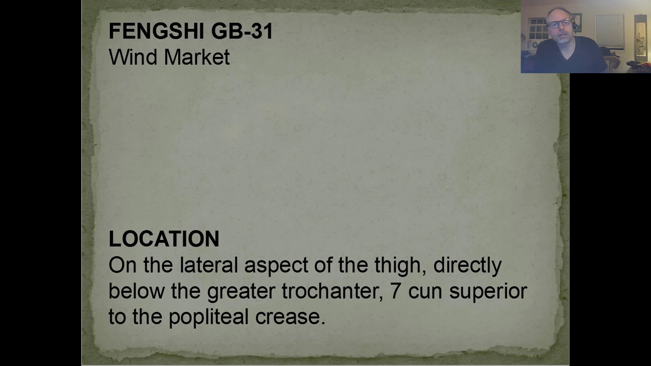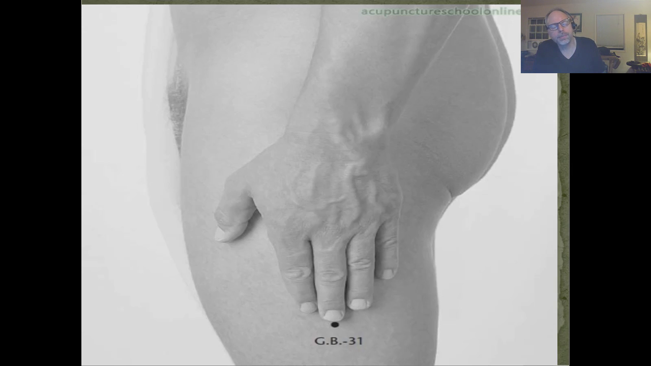31. On the lateral aspect of the thigh, directly below the greater trochanter, 7 sun superior to the popliteal crease. It's where the middle finger makes contact to the IT band when they're relaxed. That's the easiest way to find this.